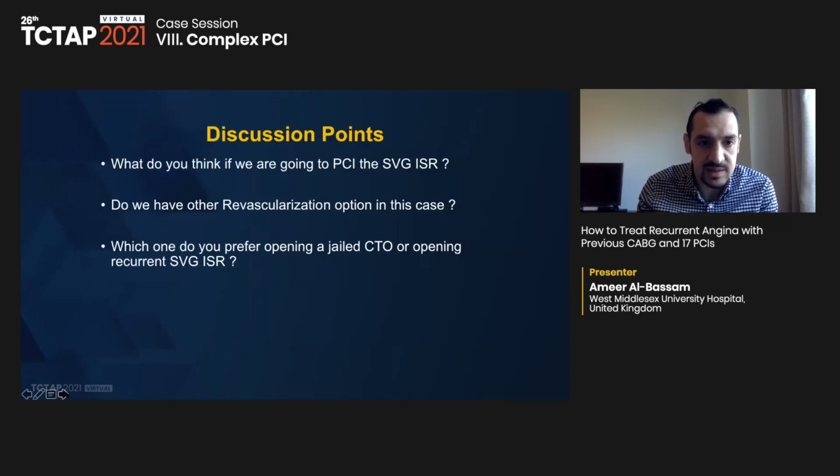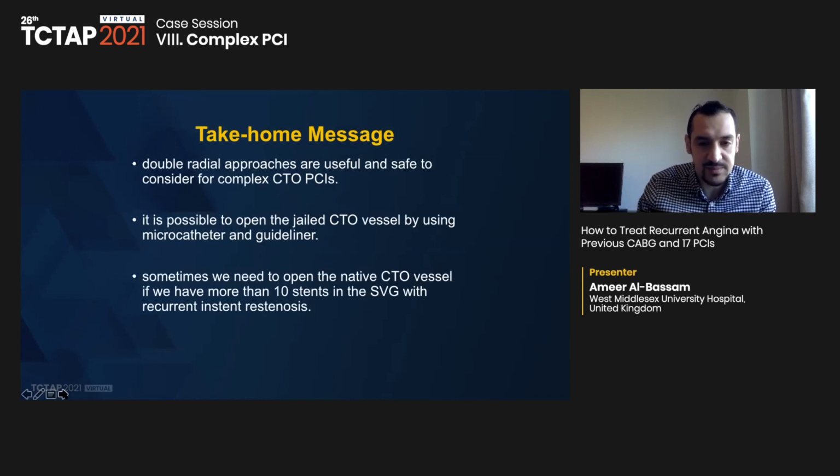So basically the discussion point here, what do you think, if we're going to do PCI to the SVG ISR again? And do we have any other revascularization option in this case? And which one do you prefer, opening a jailed CTO or opening recurrent SVG ISR? That's to the panel. I'm just asking the panel.